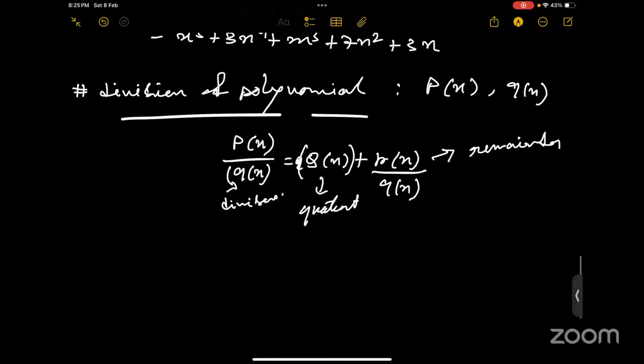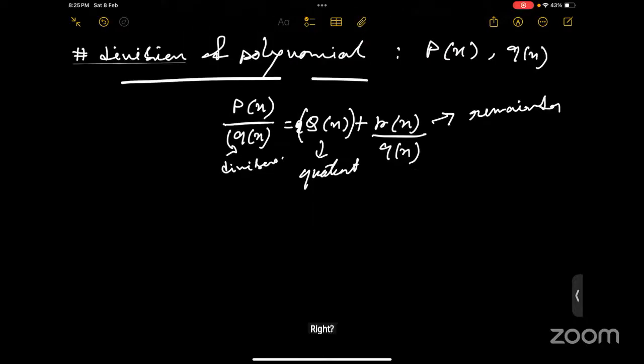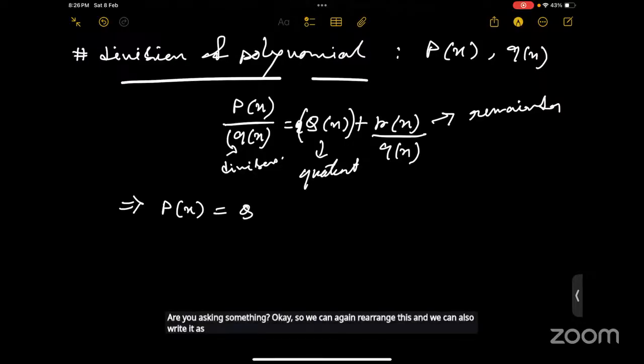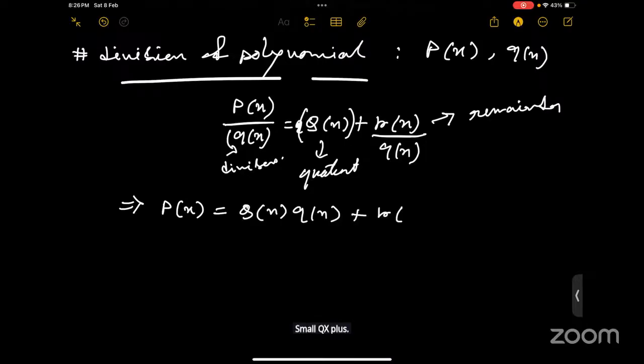Are you asking something? No, ma'am, it's clear. Okay. So we can again rearrange this, and we can also write it as small q(x) plus r(x), where the r(x) is the remainder. Okay. And this is our divisor, and this is our remainder.